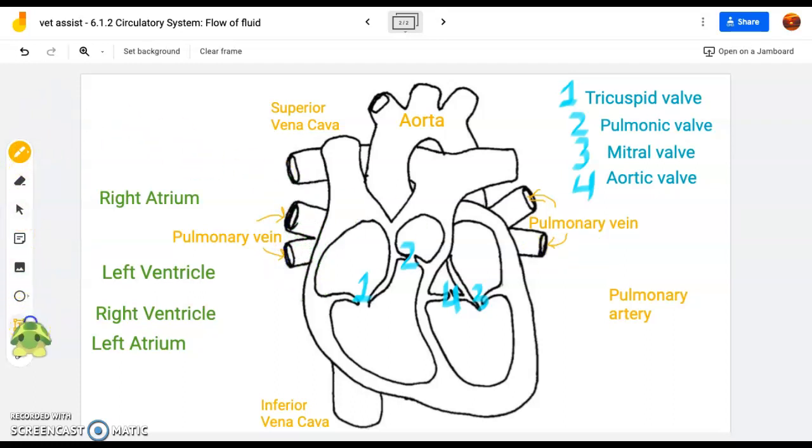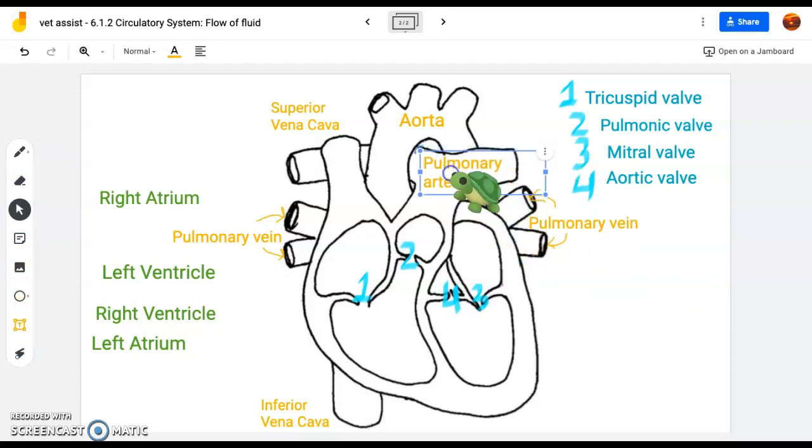And then last but not least, I have the pulmonary artery. Pulmonary artery is pushing blood away from the heart into my lungs. All right, so here we are. Boom. My vessels are labeled. My 4 vessels that go transporting the blood. I've got my 4 valves labeled, 1, 2, 3, and 4. So it kind of makes a spiral, if you will.